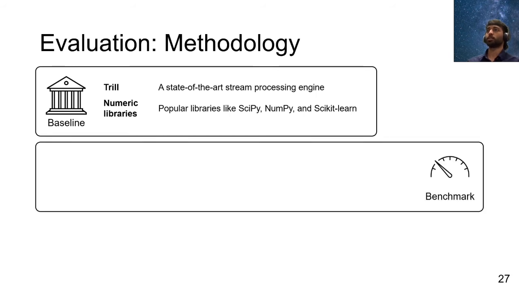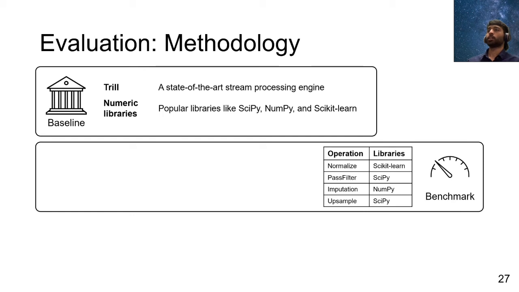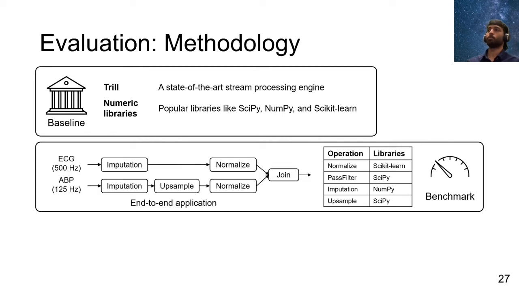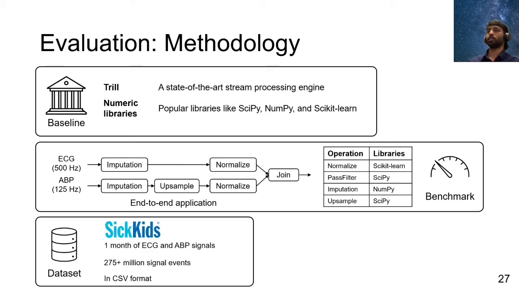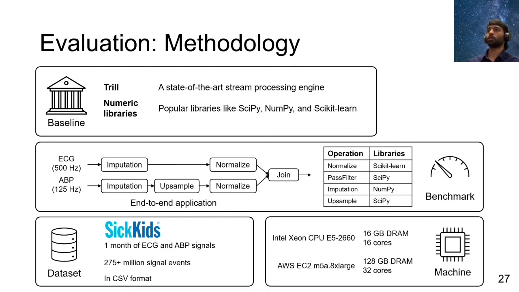As for benchmarks, we collect a set of micro benchmarks containing commonly used signal processing operations, and we combine these operations to build a full end-to-end stream processing pipeline. We run these benchmarks on physiological datasets collected from Sick Kids hospital, and we run them on hardware configurations available both in hospitals as well as in AWS EC2 instances.